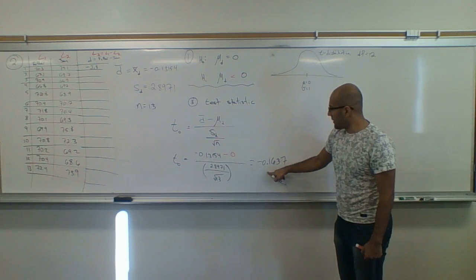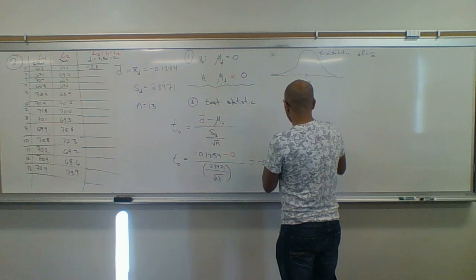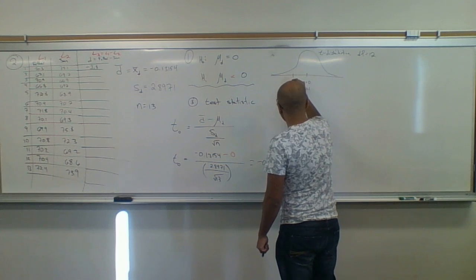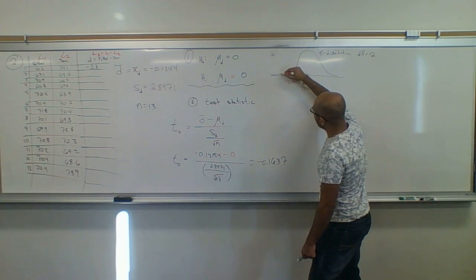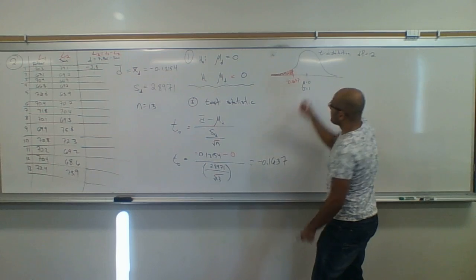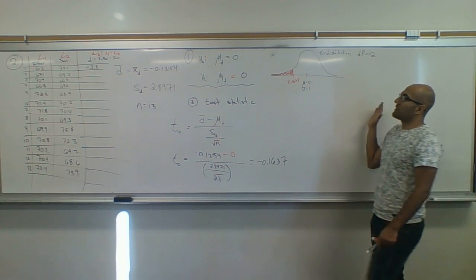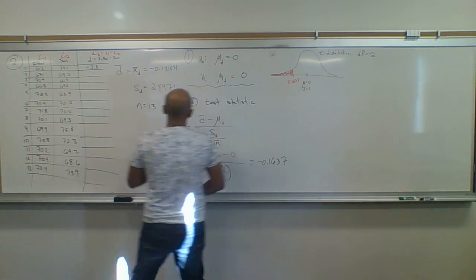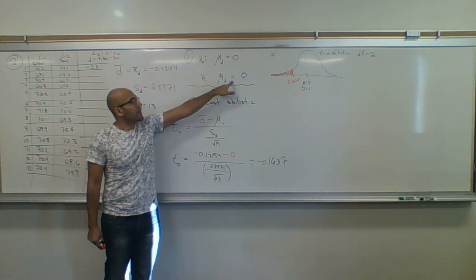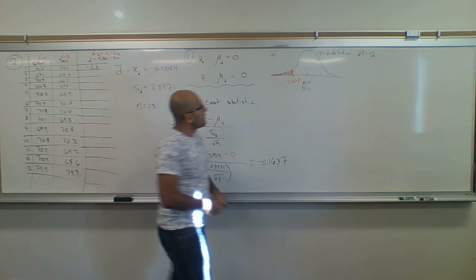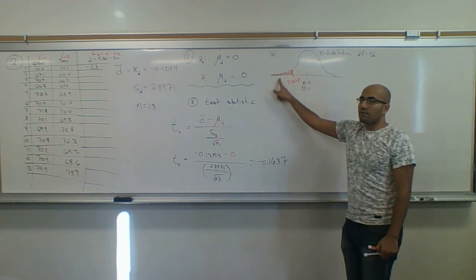And this guy here is this number over here, negative 0.1637, and we want to find the likelihood that we would get an example like this or farther to the left. We know to the left because of this guy, but usually it's more extreme anyway. So I want to find that. That's going to be my p-value.